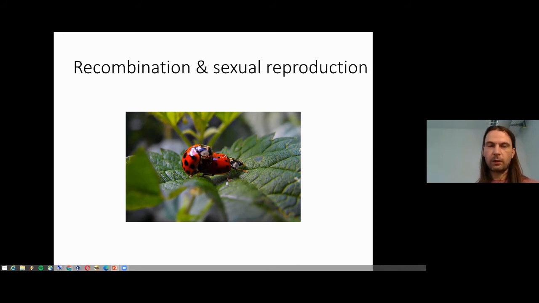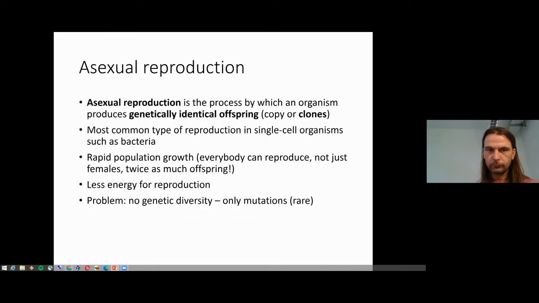So recombination is part of sexual reproduction. Organisms which perform asexual reproduction essentially form offspring which has the genetically identical makeup. They are what we call clones or copies. This is the most common type of reproduction in single-cell organisms such as bacteria. This has a number of advantages. It allows for rapid population growth because everybody can reproduce, not just female organisms. So you can have twice as many offspring. Bacteria grow so fast if the environment provides the right conditions, much faster than other organisms.